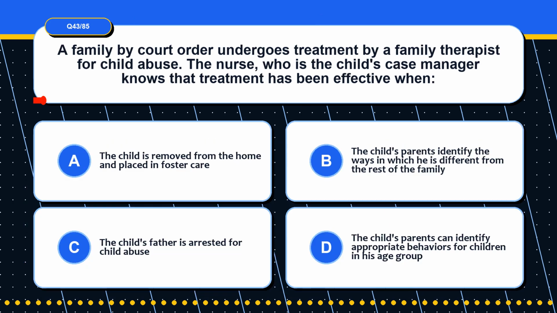Question 43. A family by court order undergoes treatment by a family therapist for child abuse. The nurse, who is the child's case manager, knows that treatment has been effective when, here are the options. Option A, the child is removed from the home and placed in foster care. Option B, the child's parents identify the ways in which he is different from the rest of the family. Option C, the child's father is arrested for child abuse. Option D, the child's parents can identify appropriate behaviors for children in his age group.